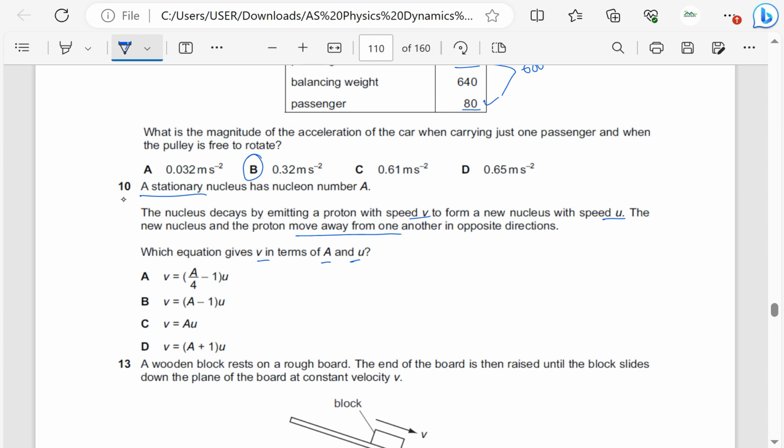Okay, so the original mass, let me say the original mass is going to be A. A stationary nucleus has nucleon number A, so the original mass is going to be A. Mass is nucleon number times unified atomic mass unit. Remember, the nucleon number times unified atomic mass units gives you the mass in kilograms, so it is A times u.